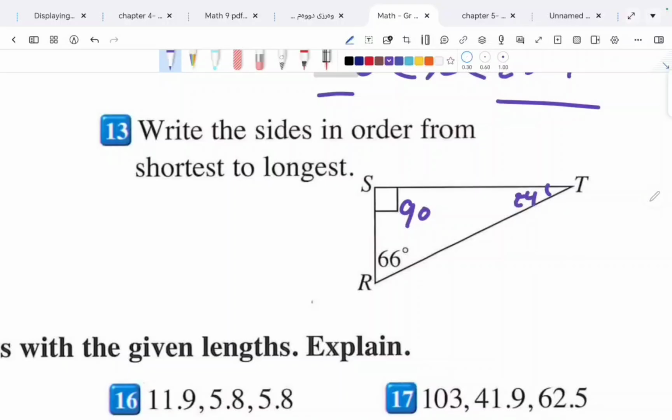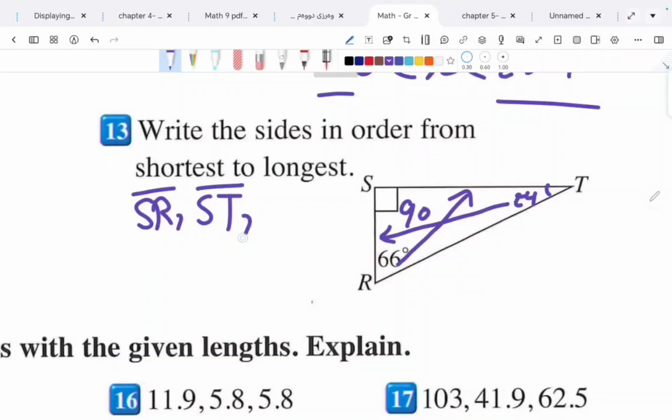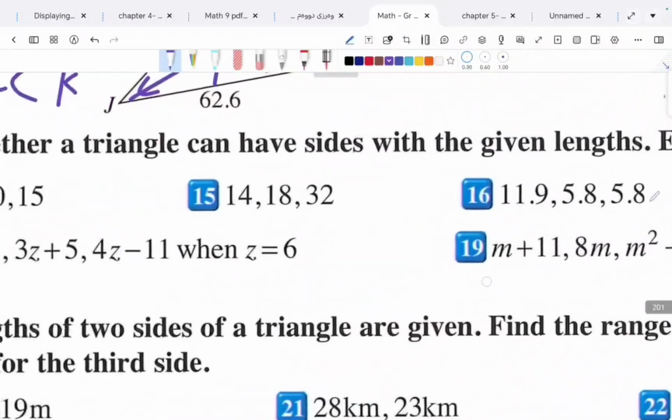Now you have all the angles, so just order the size. 24 has the smallest measure, so it's opposite to what? It's opposite to SR. Then 66, it's opposite to what? It's opposite to ST. This is the symbol of line. Then the longest one, which is angle S, it's opposite to what? To TR. Okay, that's it.